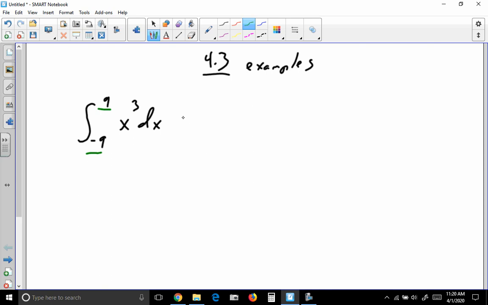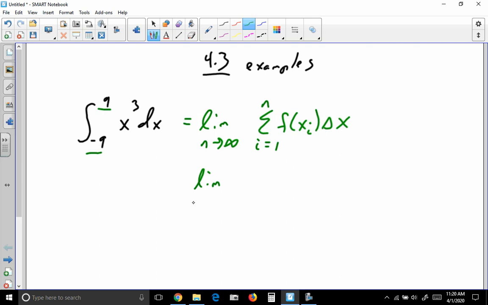But this was related to the sum of f of x sub i times delta x from i equals 1 to n, and then letting the limit of n go to infinity. Or some books or some notations use letting the norm of the partition go to 0, which is essentially delta. Delta is just the width of each interval.